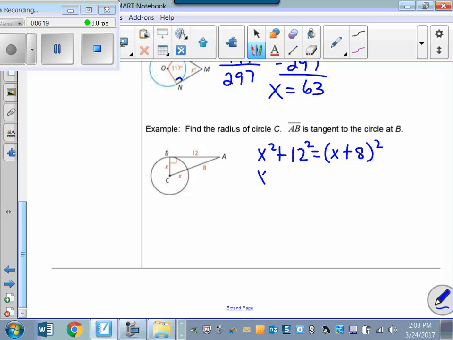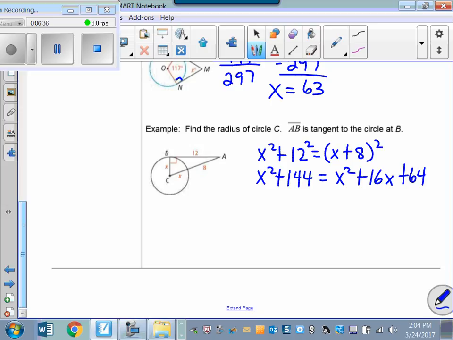Okay, so x squared plus 144 equals x squared plus 16x plus 64. Got to square that binomial. Don't write down x squared plus 64 because you'll miss it.